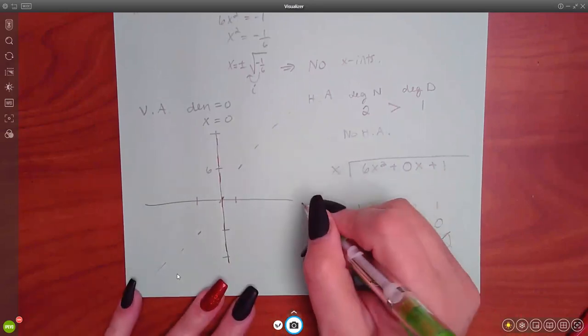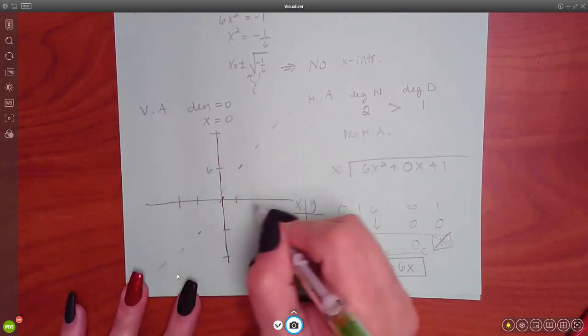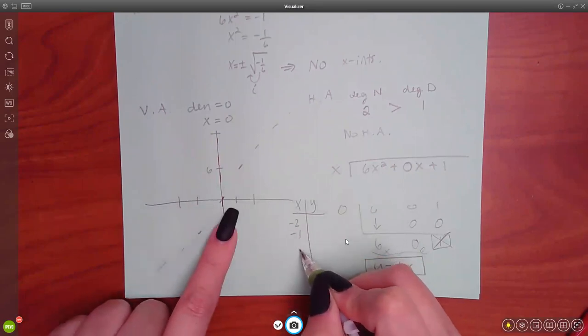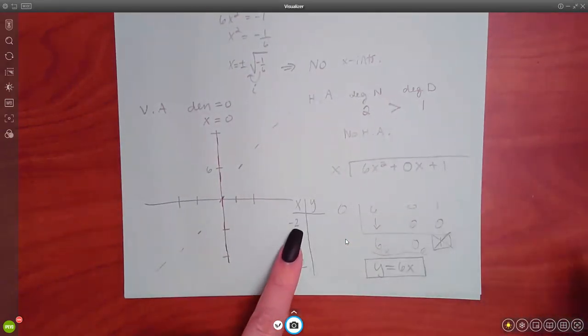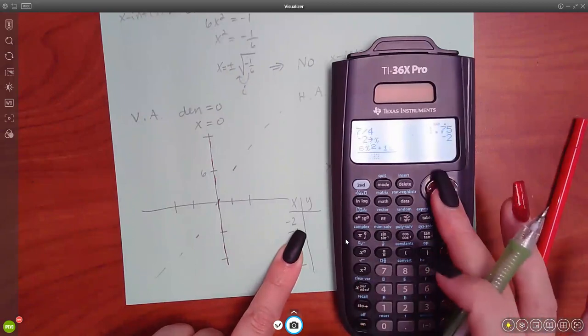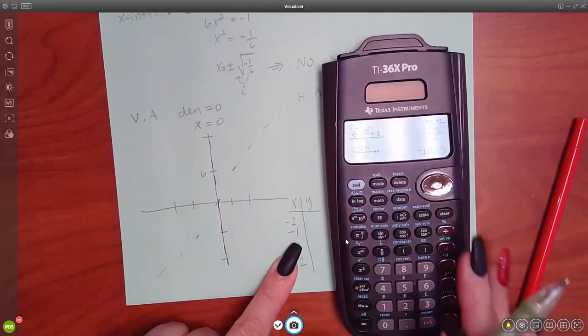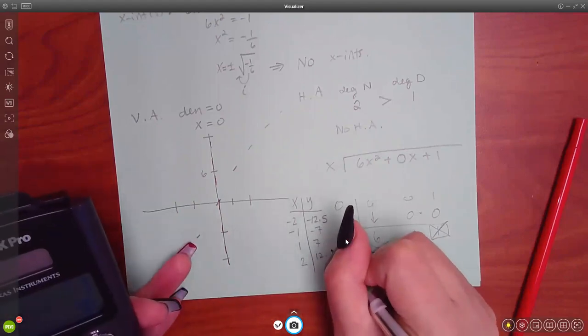Now we need some numbers in a chart. So we need at least two values on this side of the vertical asymptote, and we need at least two x values on this side of the vertical asymptote. So I would pick -2, -1, 1, and 2, and see where it is, okay? So we're gonna plug those into the original. Let me see, -2 store x. And then I'm going to do 6x squared plus 1 over x. -12.5. Now I'm going to plug in -1. I get -7. I get 7. Pretty sure it's symmetrical, but I'm just going to keep plugging them in. Yeah. So I get these numbers.